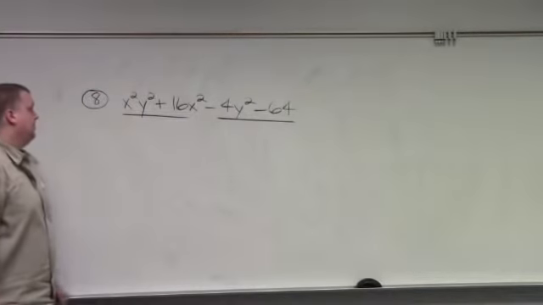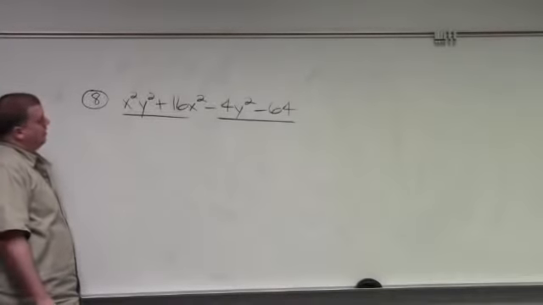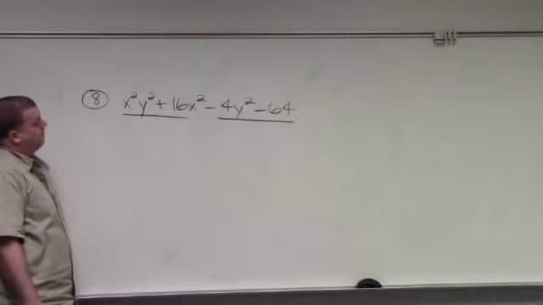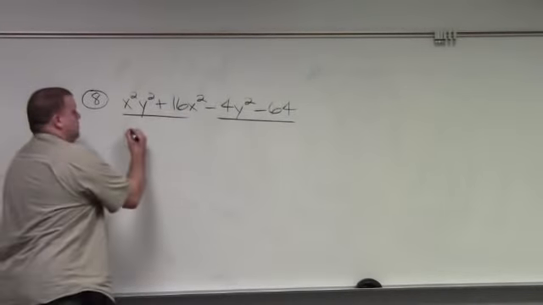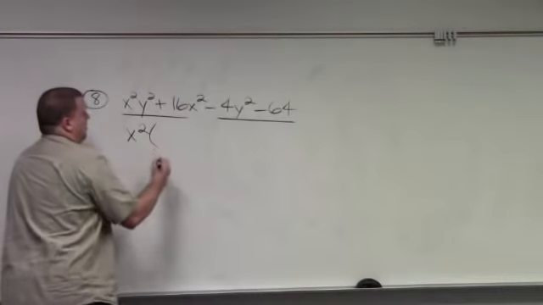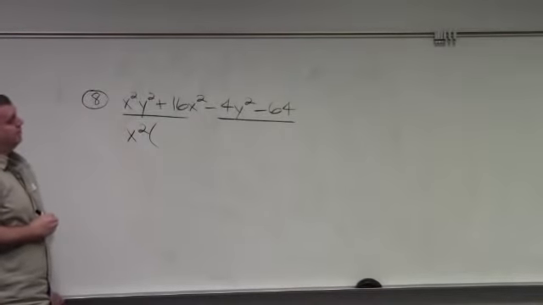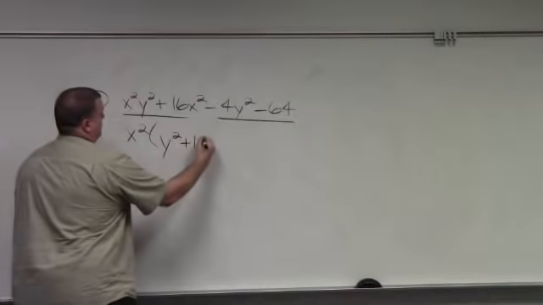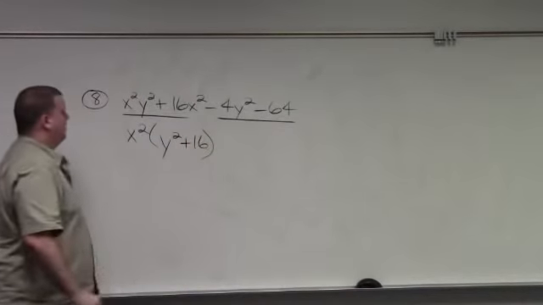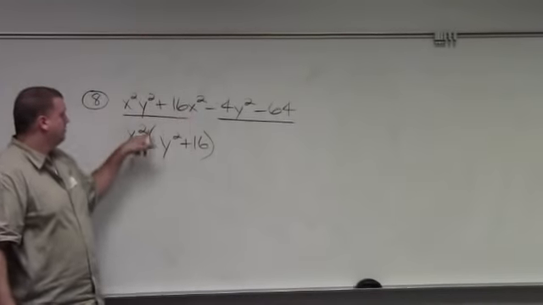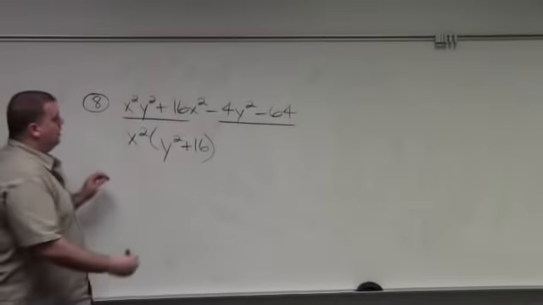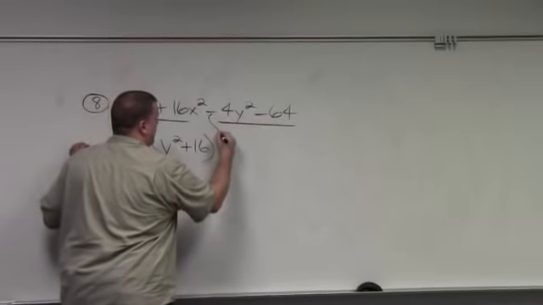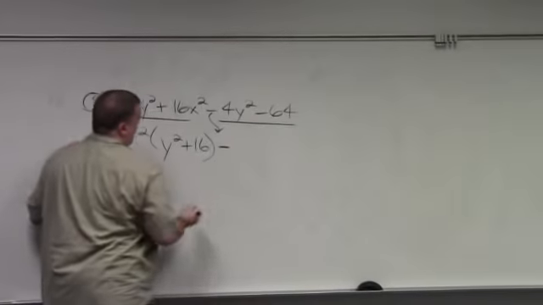We look at that first pairing. Is there something common to both of them? X squared. What's that going to leave you with? Y squared plus 16. Just the 16 though, we took that X squared out. That X squared's gone. This second piece leads with a negative, so we have to factor out a negative.